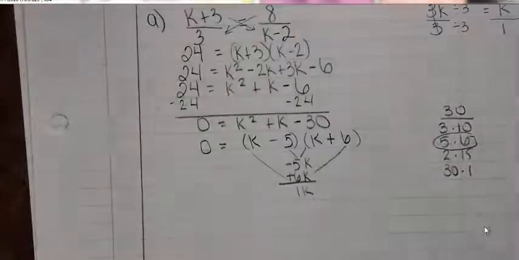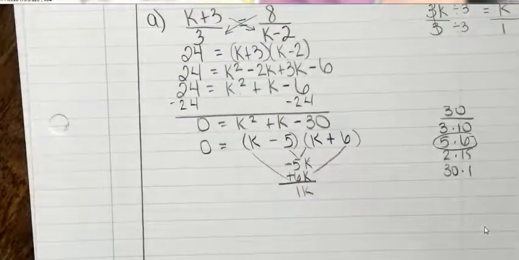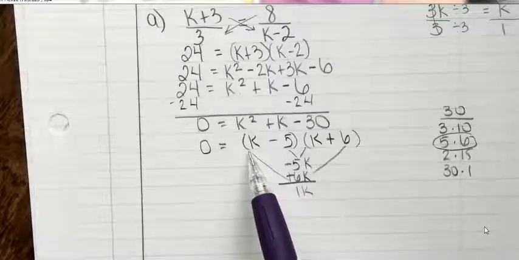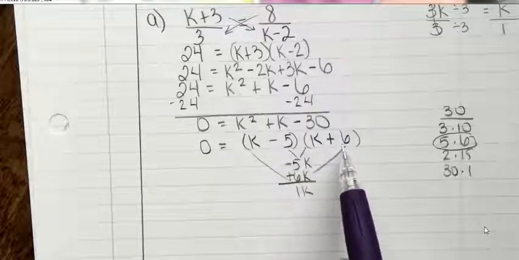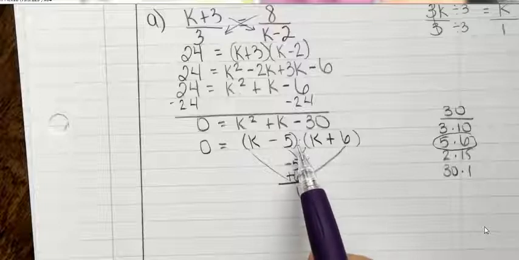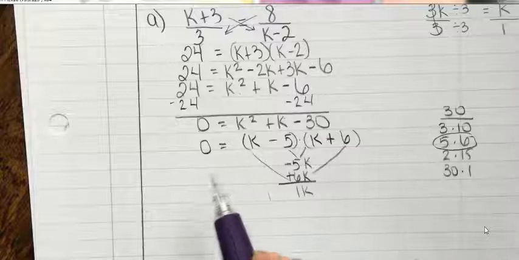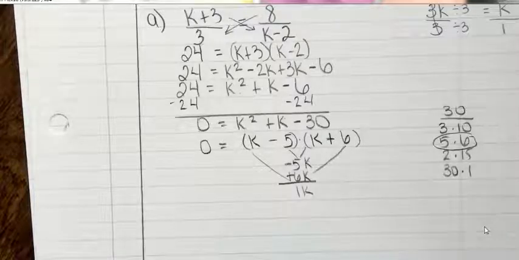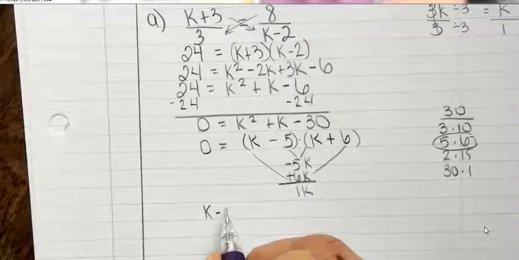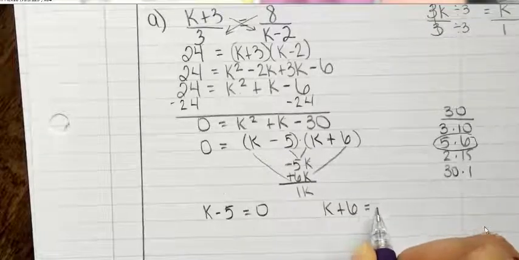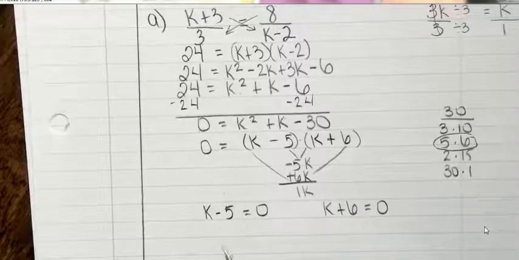This is getting kind of like, there we go. I'm going to use that zero product property to take each factor, the k minus 5 and the k plus 6. Since they're being multiplied together, that means that either one or both of them have to equal 0 in order for the product of them to equal 0. So I'm going to take k minus 5, set that equal to 0, k plus 6, set that equal to 0, and then solve each of these.